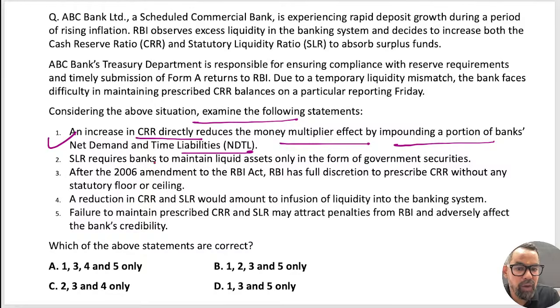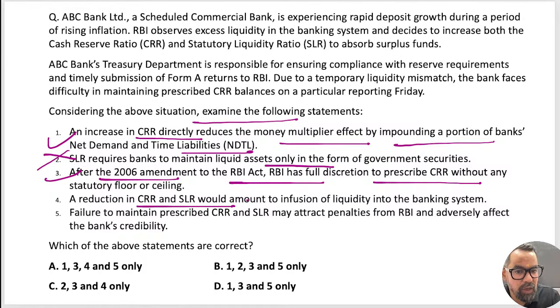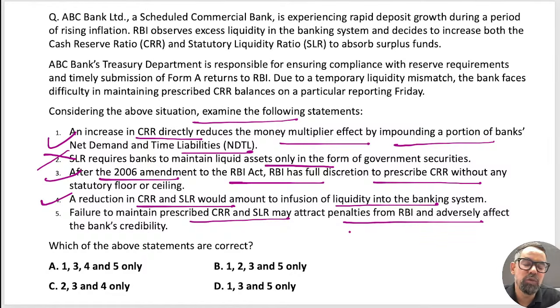Second one, SLR requires a bank to maintain liquid assets only. No, we have gold and cash also. After the 2006 amendment, RBI has full discretion to prescribe the CRR, this is true. The reduction in CRR and SLR would amount to infusion. If we are reducing the CRR and SLR, there will be more money supply in the economy. It will increase the liquidity. The next one is failure to maintain the prescribed CRR and SLR will attract penalties, which is usually bank rate plus 3% for day one, and from day two onwards it is bank rate plus 5%, right?